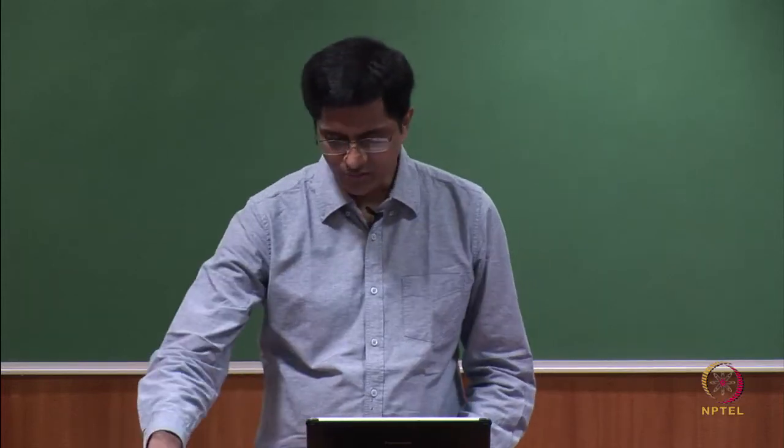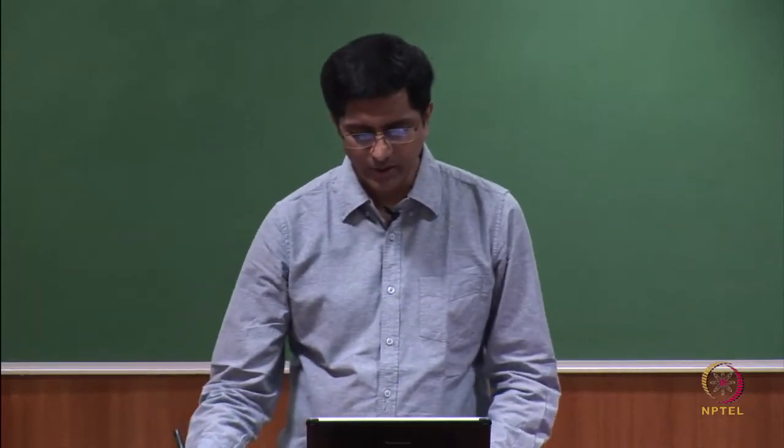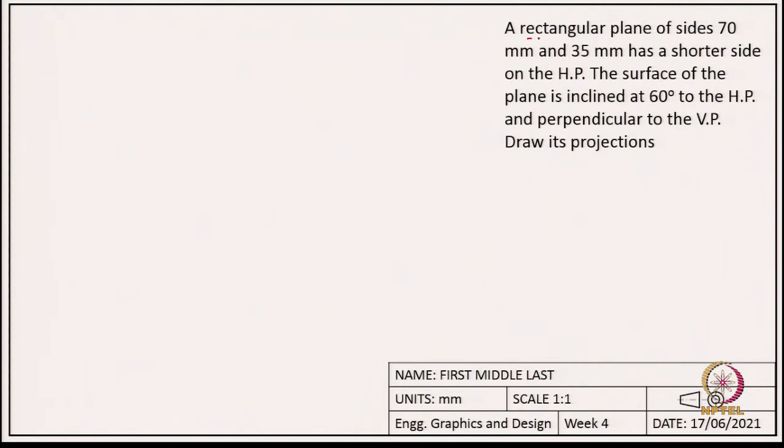So, here is a question where it talks about a rectangular plane with sides of 70 and 35. It says that the shorter side is on the horizontal plane. The surface of the plane is inclined at 60 degrees to the horizontal plane, and it is also perpendicular to the vertical plane. First, one needs to visualize how this plane looks.